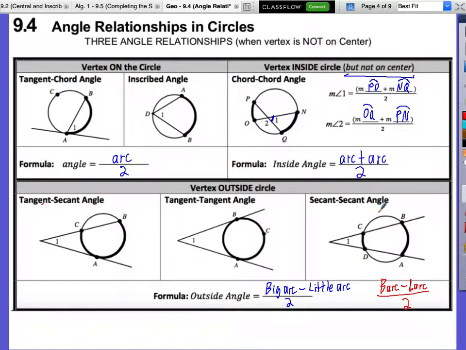BCA. BCA, what would be the little arc? BA. BA, what would be the big arc? BA, what would be the little arc? CA. There's always a big arc and a little arc for those. Always, okay?